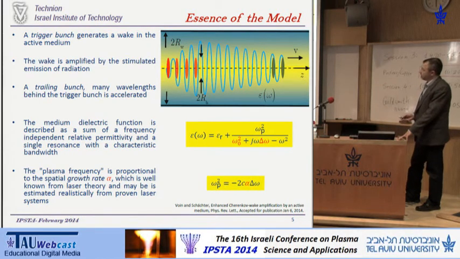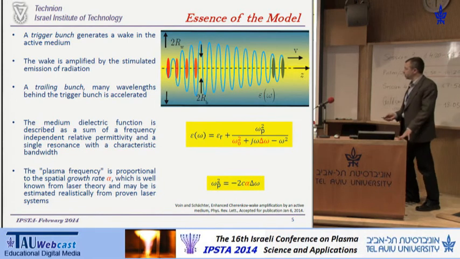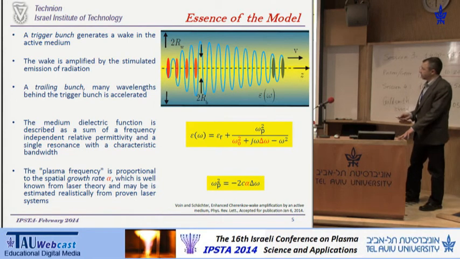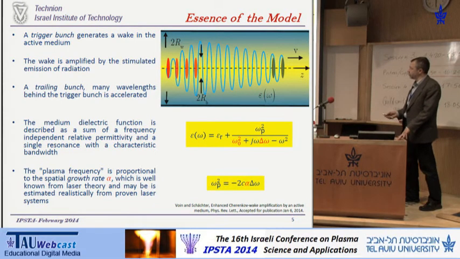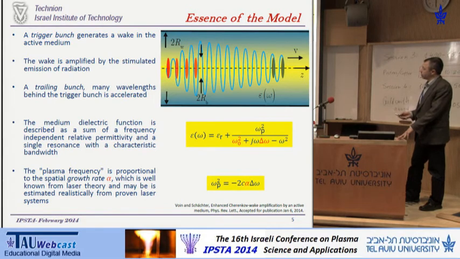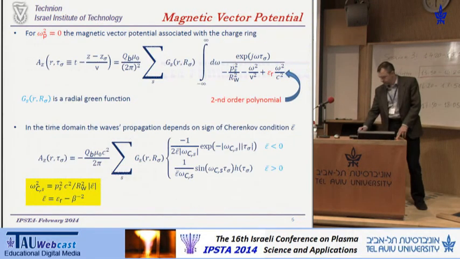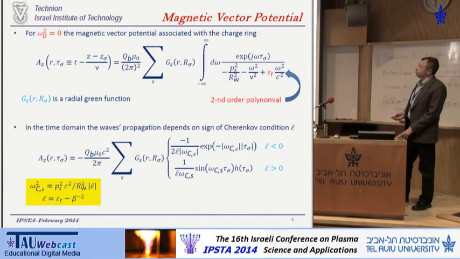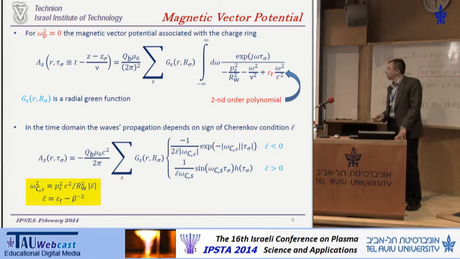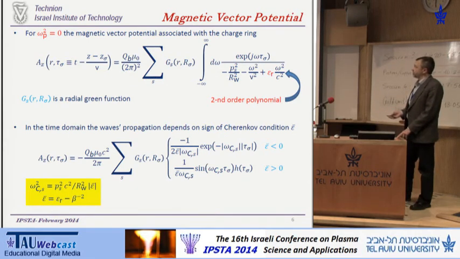In our model, we represent the dielectric function of the medium by a simplified formula consisting of a frequency-independent coefficient and a single resonance at frequency omega 0 with bandwidth of delta omega, multiplied by omega plasma squared. The omega plasma may be found from standard laser theory as a function of a growth rate coefficient alpha. Let's assume for a moment that omega plasma is 0. In this case, we are dealing only with a passive dielectric.